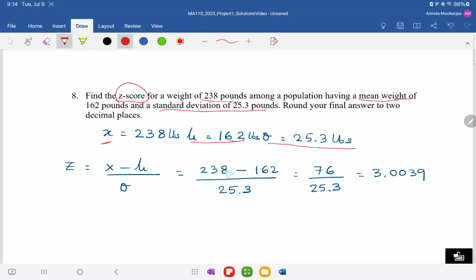So x is 238, mu the mean is 162, divided by 25.3, the standard deviation, which goes in the denominator. So 238 minus 162 is 76, divided by 25.3 is 3.0039. So this is a z-score which is 3 standard deviations away from the mean. In other words, this would be considered a very high weight, a very large deviation from the mean weight of 162 pounds.